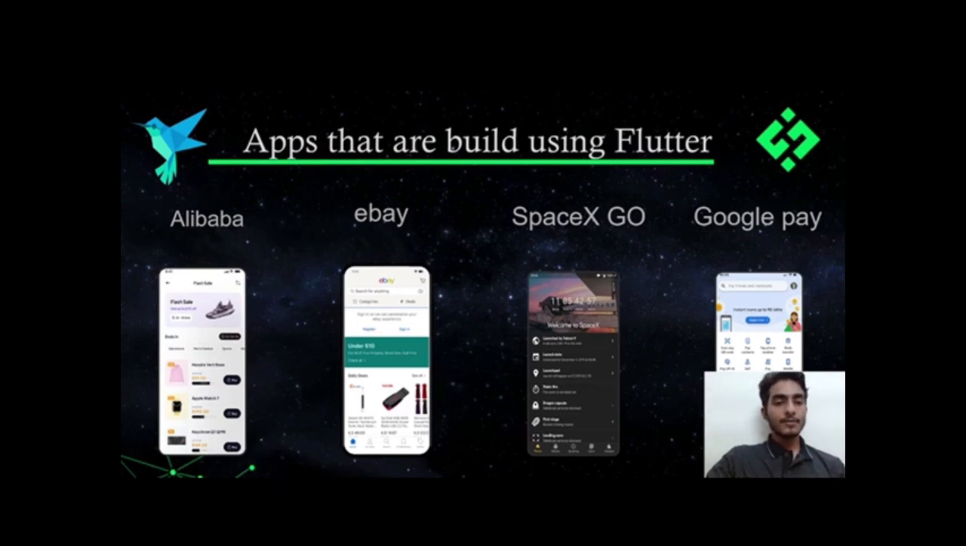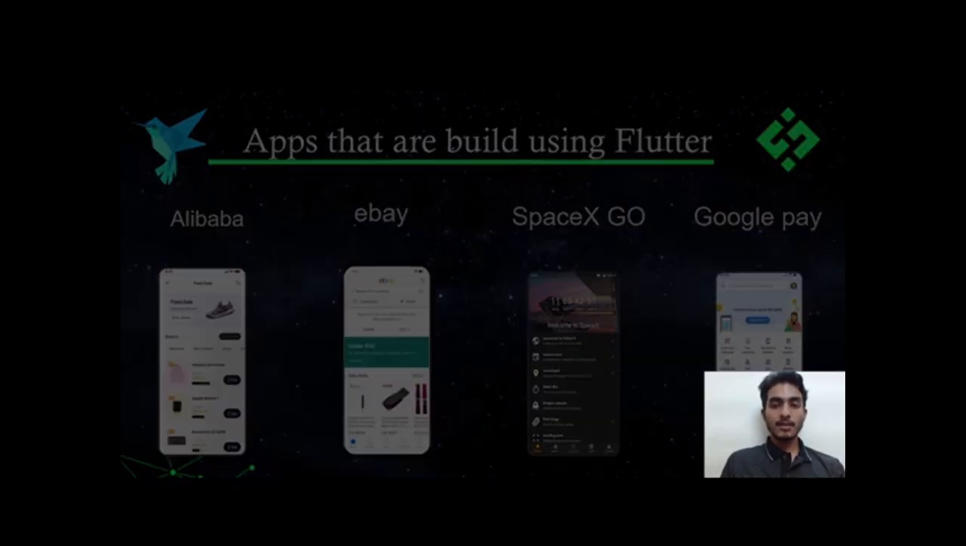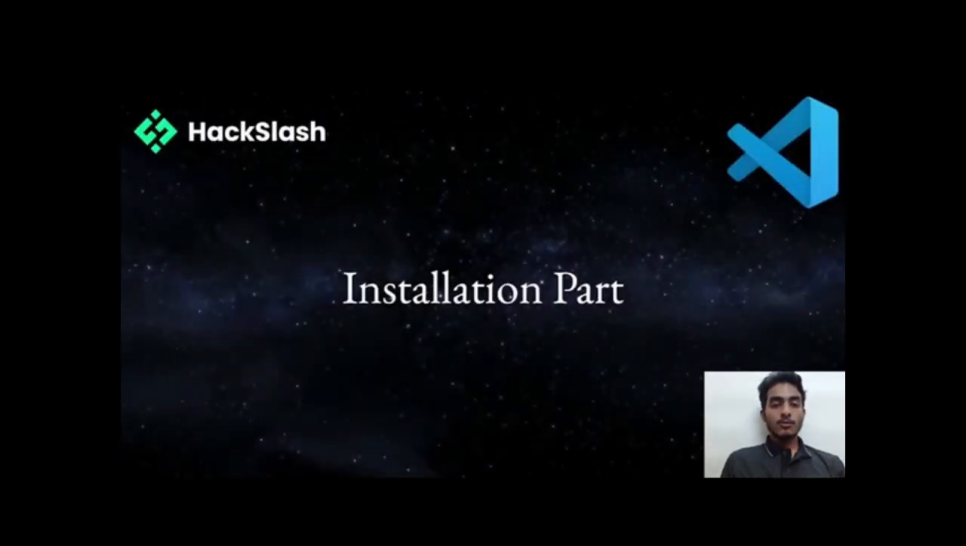So these are the common apps that are built using Flutter, like Alibaba, eBay, SpaceX Go, Google Pay. You all can see on your screen. These are the common apps that use Flutter. So till now, our motive was to understand what is Flutter, what is Dart, and the basic difference between Dart and Flutter. I hope you are clear with all the points that I have mentioned.